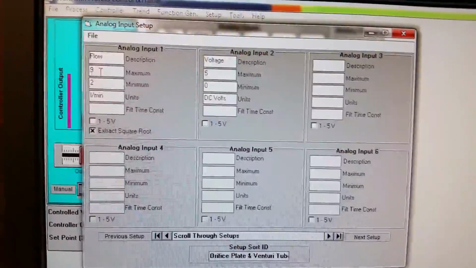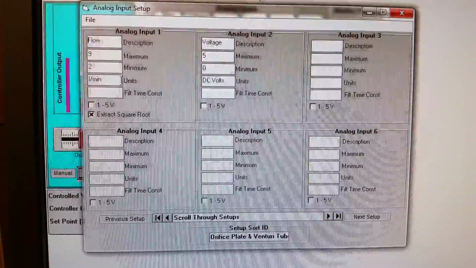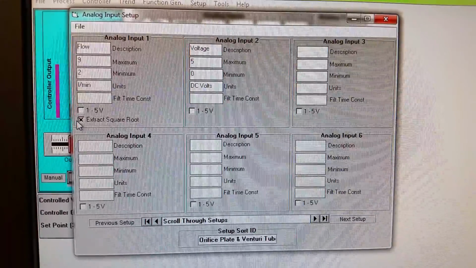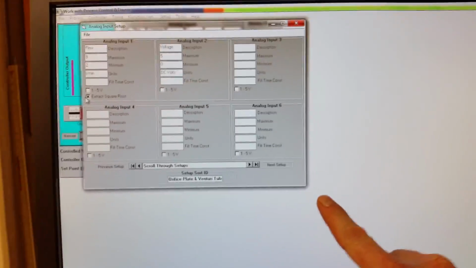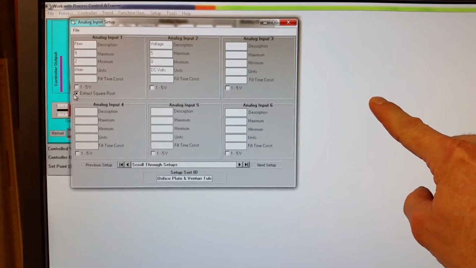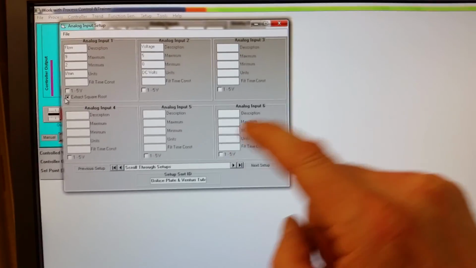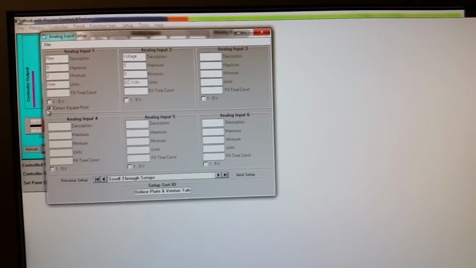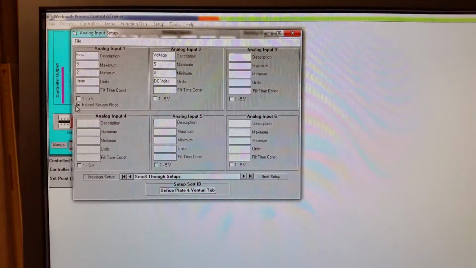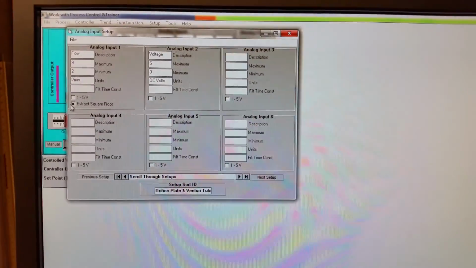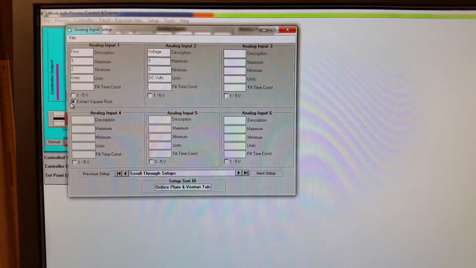Our max is 9 liters per minute, our min is 2 liters per minute. Put in your units, liters per minute, and extract the square root. Remember that from that DP cell, we're getting an exponential increase. So we need to take the square root to give us a linear relationship between the flow and what this thing is actually reading. By taking the square root, it'll take that exponential increase from the orifice plate and provide us with a linear voltage that goes to the computer. Then it'll tell us the exact flow that's going on.